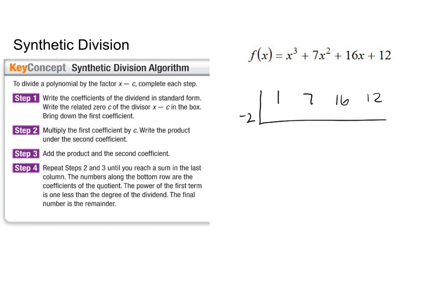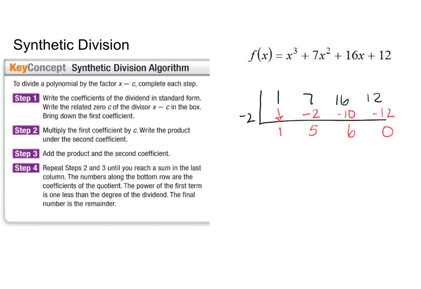Once I've set up my table, I bring down my first number. So 1, and then I will multiply. So -2 times 1 is -2. 7 plus -2 is 5. -2 times 5 is -10. 16 minus 10 is 6. -2 times 6 is -12. And 12 minus 12 is 0.